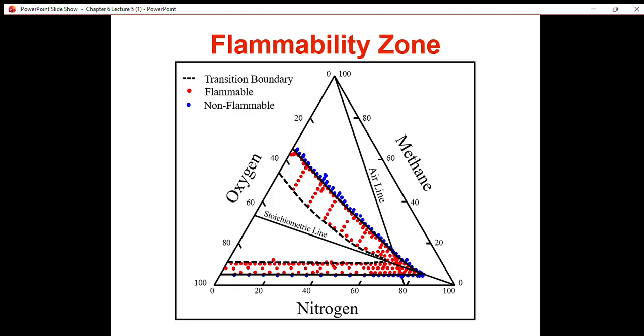So this is the final chart that you will get for methane. But as I mentioned earlier, the chart for other chemicals will be completely different, though it has the same principle, where the area dotted in red is the flammability zone. So anything here is a flammability zone. Anything here is non-flammable, or here. This is the non-flammable zone, and the red one is the flammable zone.